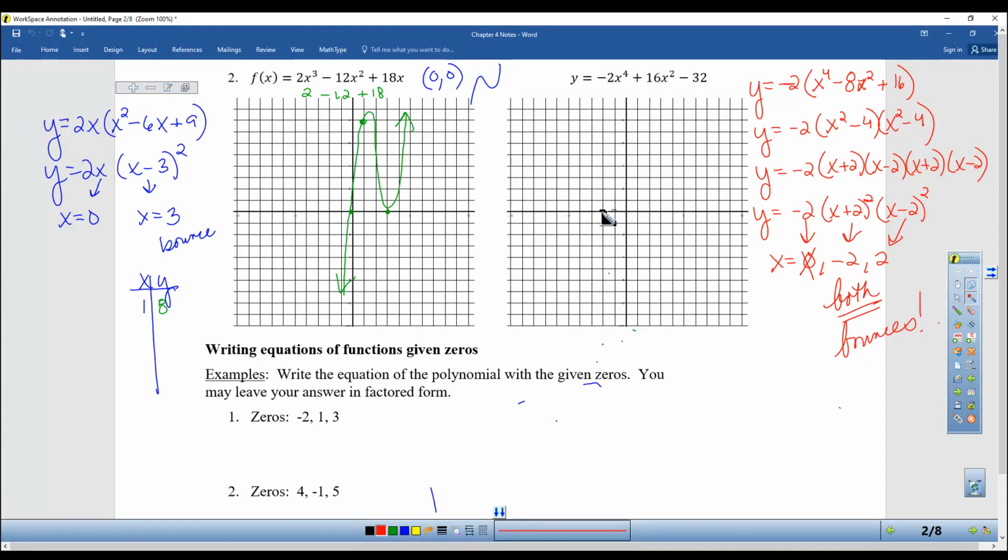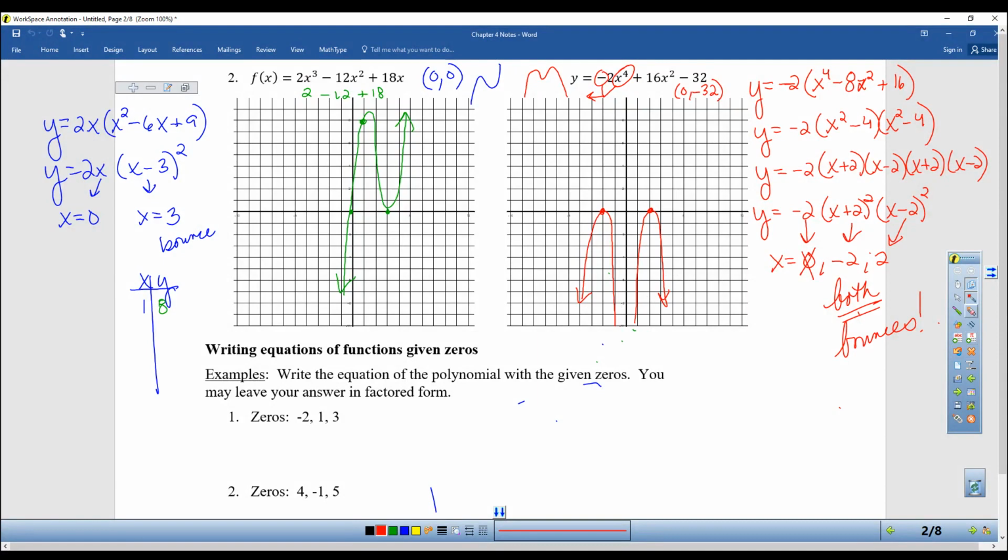So at -2, there's a bounce, and at +2, there's a bounce. And my y-intercept is 0, -32, which I can't graph. But I do know the general shape is an M because it's quartic and it's negative. Those two things are what tell me what the shape is going to be. So now that I know the shape and I know I want it to go down, what I'm going to say is make sure you don't actually draw the y-intercept.